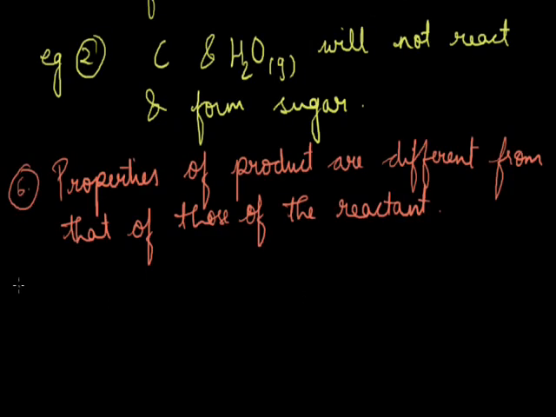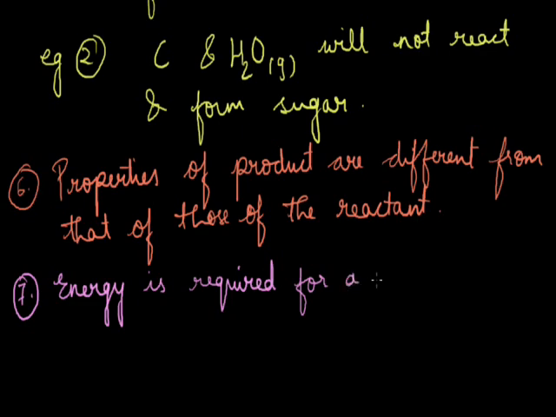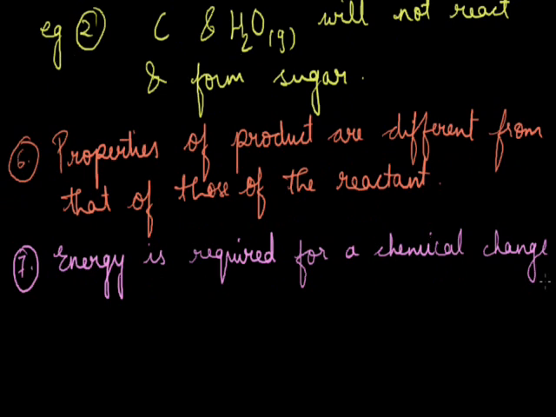The next property is that energy is required for a chemical change. For example, there are certain chemical reactions in which a very small amount of energy is required and certain chemical reactions in which a very large amount of energy is required. For example, for converting sugar into carbon, you have to heat it, you have to provide heat. This energy can be either in the form of heat, light or electricity.